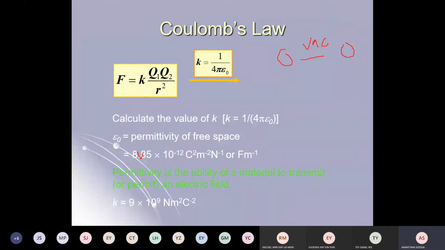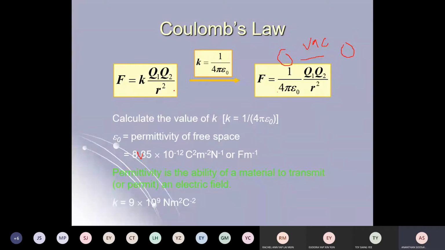The constant for electric force is not always constant. It depends on what type of material fills the space. Okay, if it's vacuum, then it's going to be 4 pi epsilon naught. Your syllabus is just vacuum, so we just take 4 pi epsilon naught. The epsilon naught is called the permittivity of free space. Okay, so the equation should be written like this: 1 over 4 pi epsilon naught Q1 Q2 over R squared.